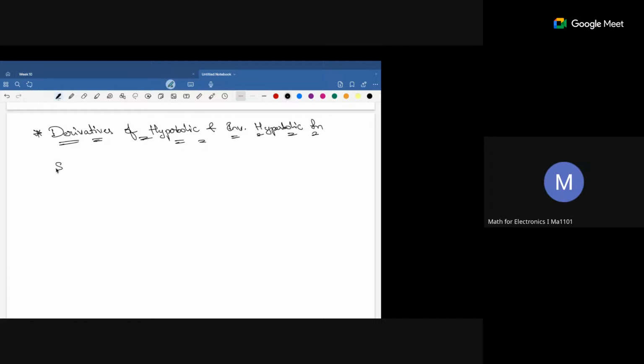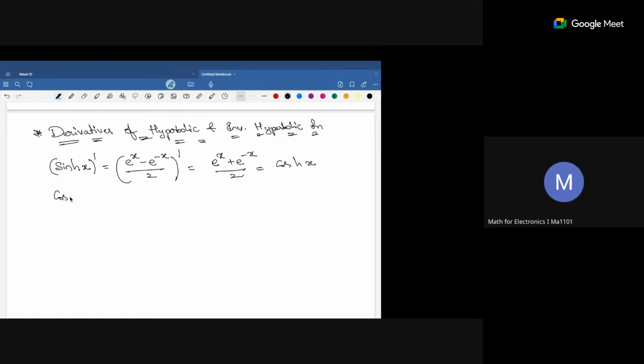Okay. So the derivative of sine hyperbolic of x is nothing but the derivative of e power x minus e power minus x by 2. We know how to take the derivative of this. So e power x is e power x, e power minus x is minus e power minus x, and minus minus will become plus. So this will become e power x plus e power minus x by 2, which is cos hyperbolic of x. Right? The derivative of sine hyperbolic of x is cos hyperbolic of x.